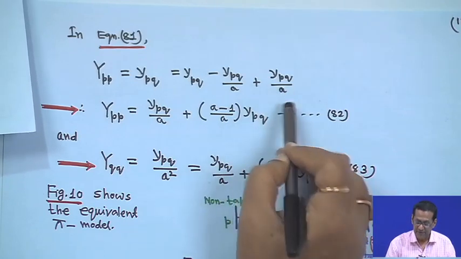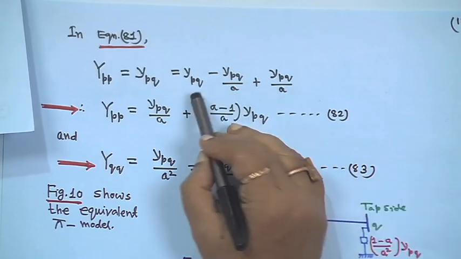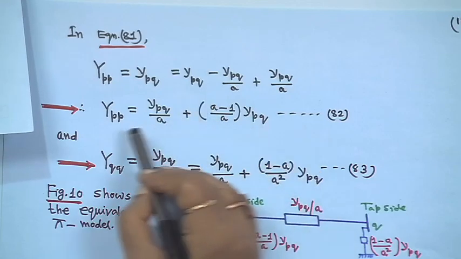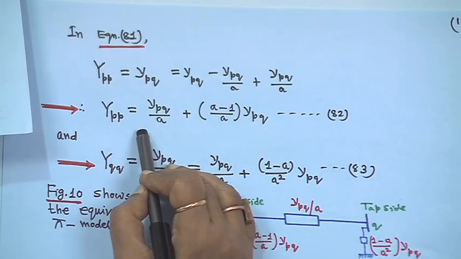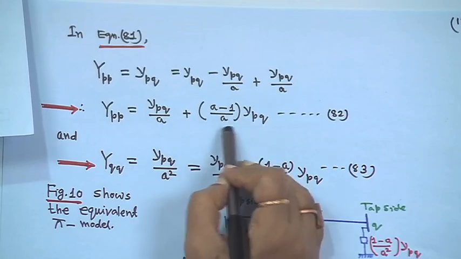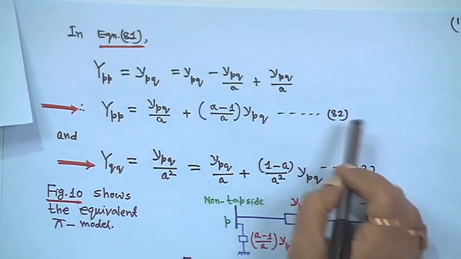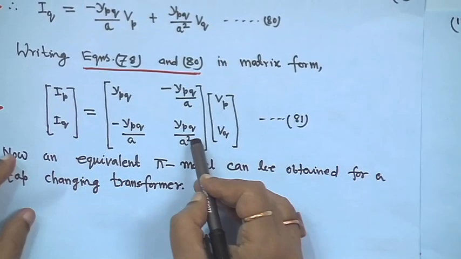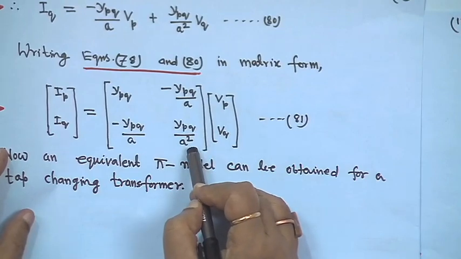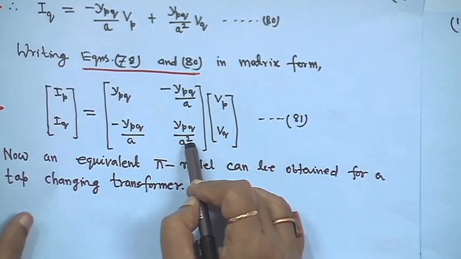So, adding YPQ upon A, subtracting YPQ upon A from this thing, you will get YPP equal to YPQ upon A plus (A minus 1) upon A YPQ. This is equation 82. Similarly, your YQQ is equal to YPQ upon A square.